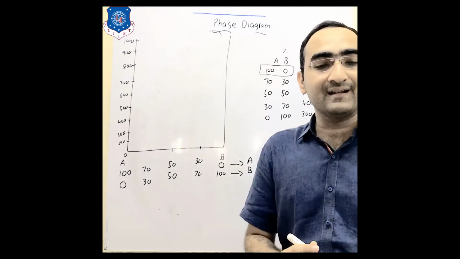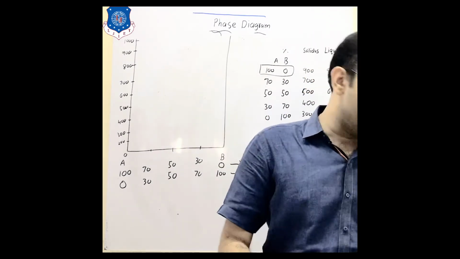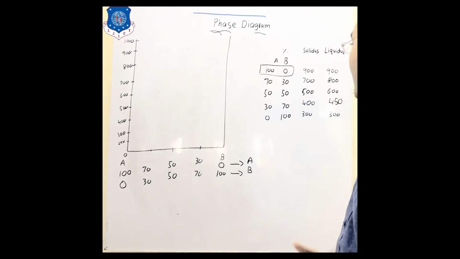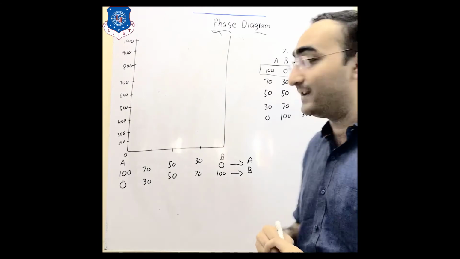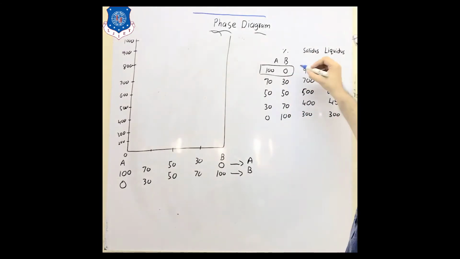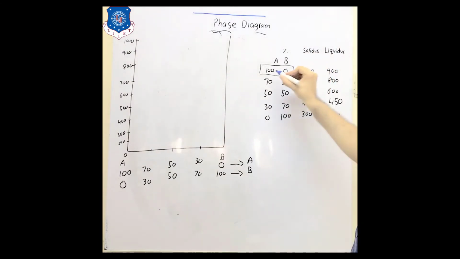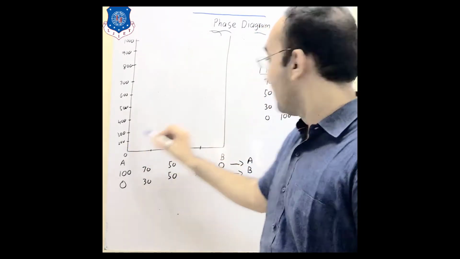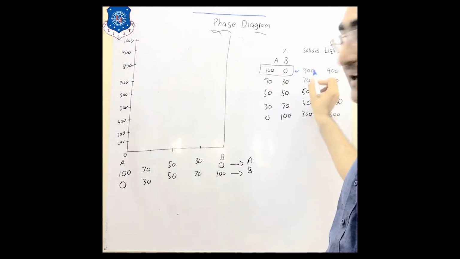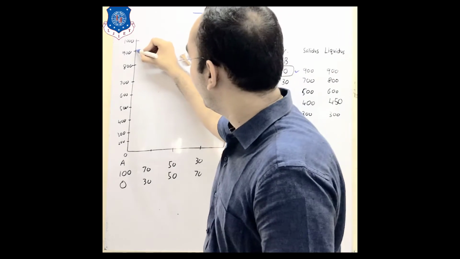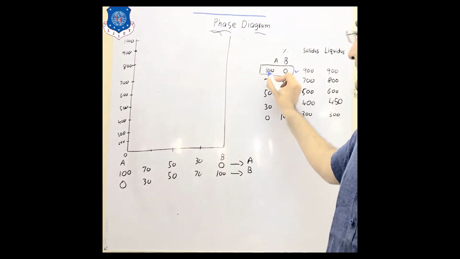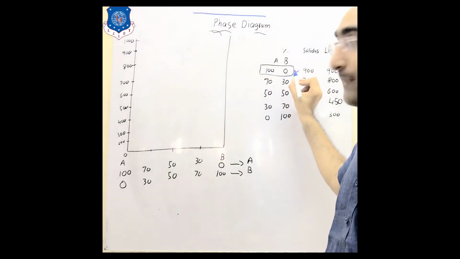Now let us recall how we can go for the cooling curve. So what is the first one? We have seen the solidus and liquidus lines. Now 900 degrees Celsius is for the 100 and 0. So for 100 and 0, what is the solidus and liquidus line? It remains the same. What does it indicate? 100-0 means pure metal A.